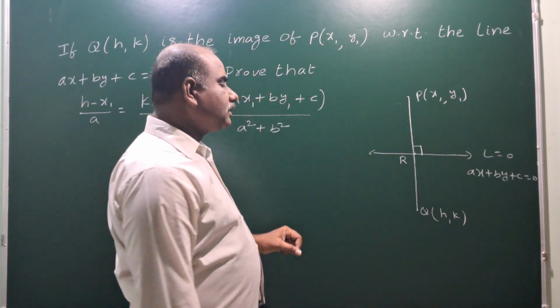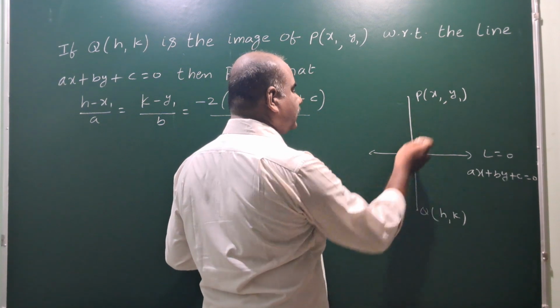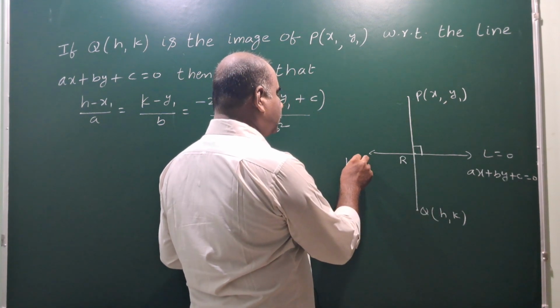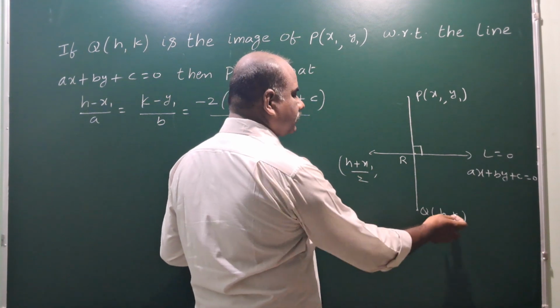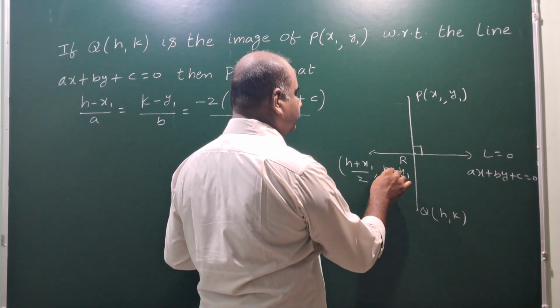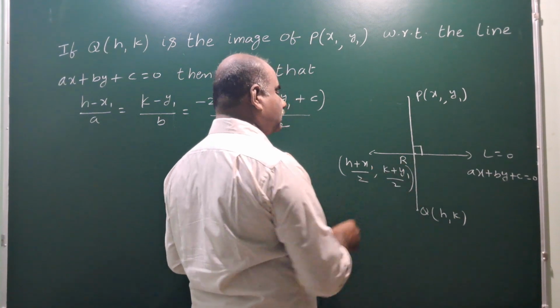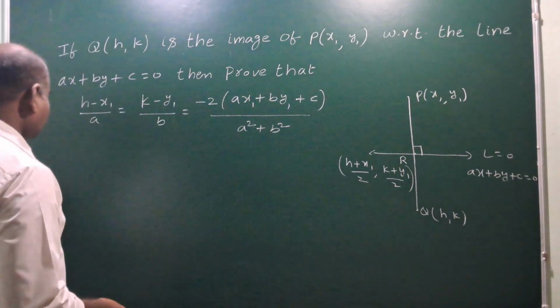Okay, so what are the coordinates of this R? Sum of x coordinates by 2, that means (h + x1)/2, comma, sum of y coordinates by 2, that means (k + y1)/2. So these are the coordinates of R. Okay, so let us see the proof.